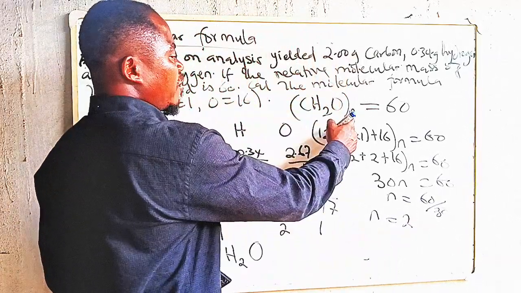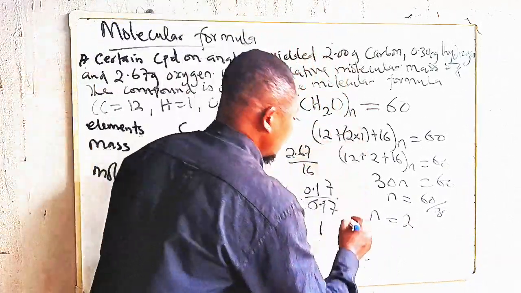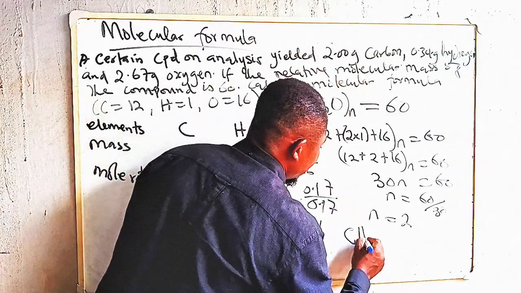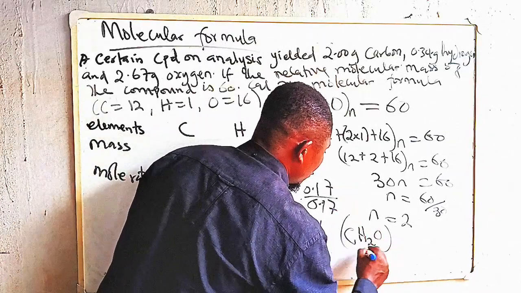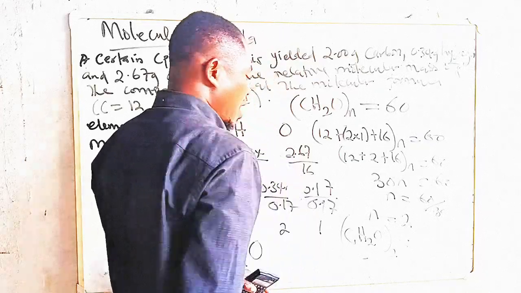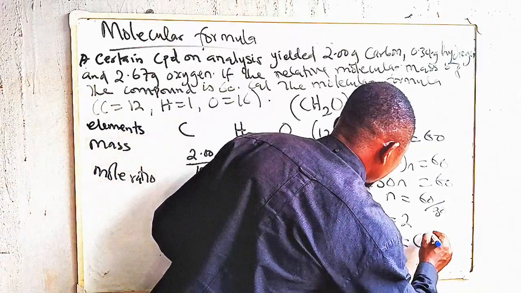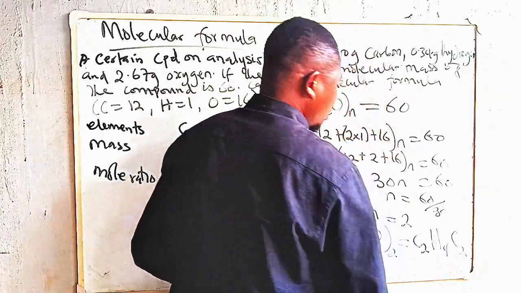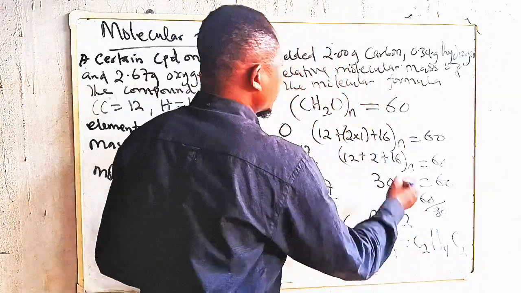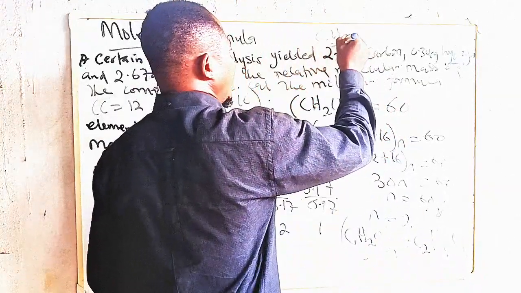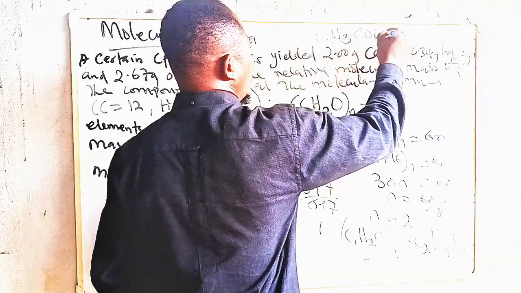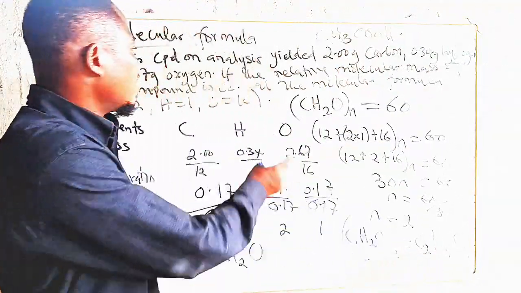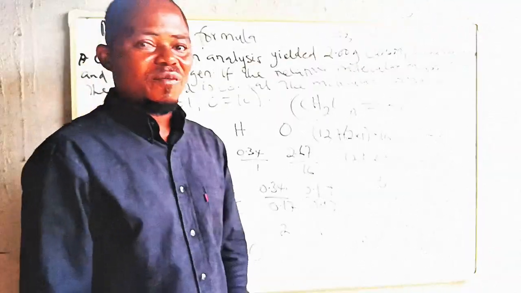Meaning, the value of n here is 2. So I'm going to multiply CH₂O by 2. I'm going to have C2H4O2. Now, this can also be written as CH3COOH, the same formula. So, this is the molecular formula we're being asked to calculate from this question.